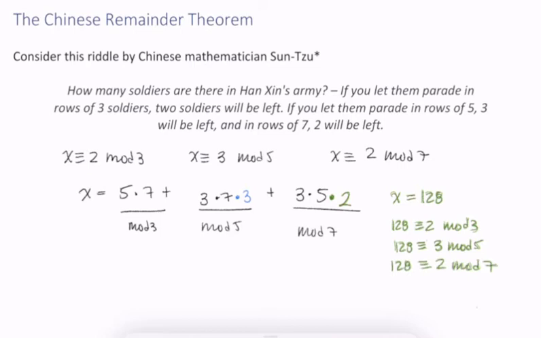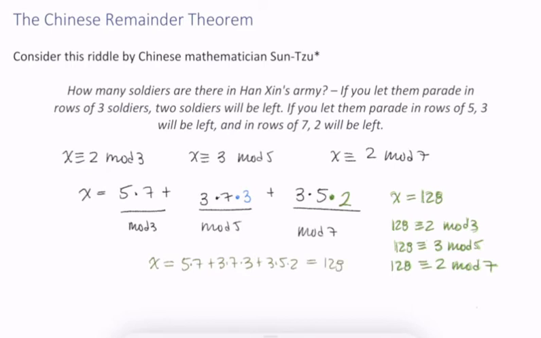There we are. So what is our final x? Well, x is equal to 128. And if you're wondering where that comes from, 128 is equal to 5 times 7 plus 3 times 7 times 3 plus 3 times 5 times 2. That is equal to 128.